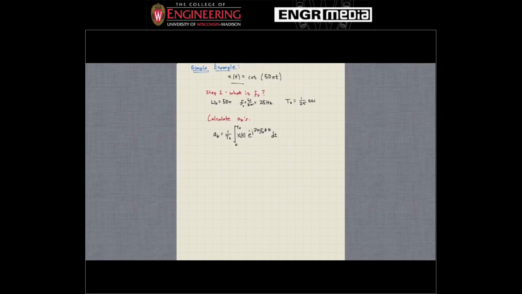So normally the way you would go about finding the Fourier series of something is as follows. The first step you would do is calculate what f naught is, what the fundamental frequency is. Here it's trivial in this simple example when x of t equals cosine 50 pi t. The fundamental frequency is 25 hertz and the period is 1 over that frequency, so 1/25th of a second. And then the next thing you would normally do is calculate the a_k's using this integral formula for the Fourier series coefficients.